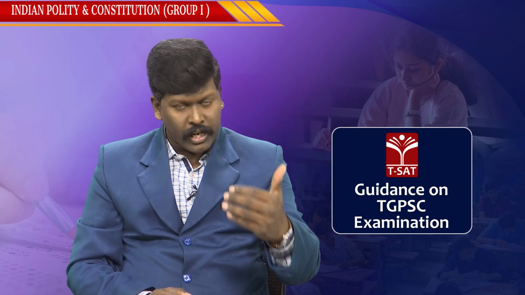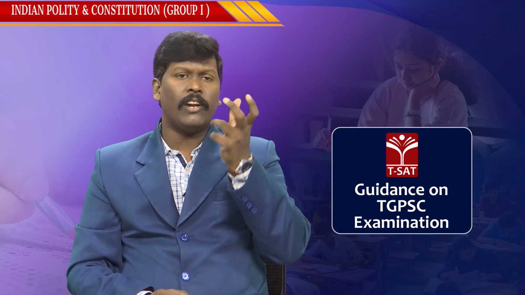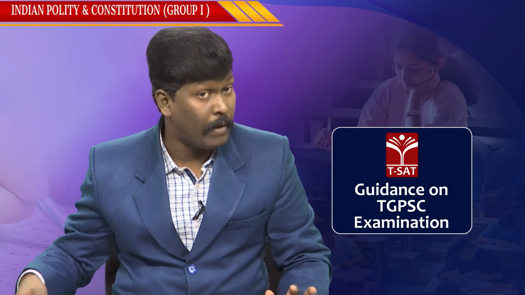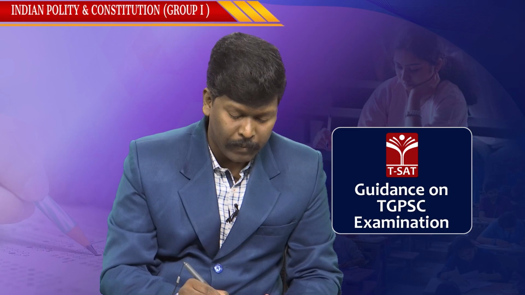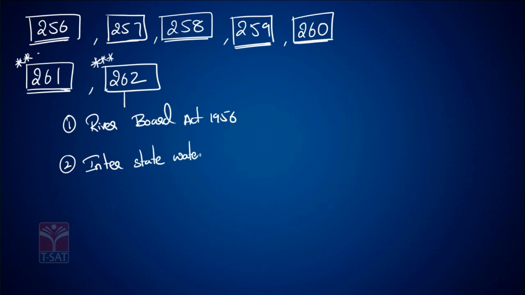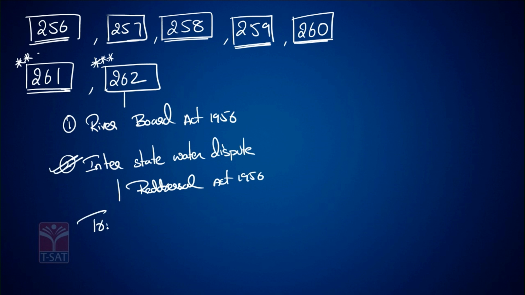Godavari River dispute, Krishna River dispute, Kaveri River dispute, all the disputes between states should be solved by a law made by the parliament. Did parliament make any law? Yes, there are two laws made by the parliament. The first one is River Board Act 1956. The second one is Interstate Water Dispute Redressal Act of 1956.